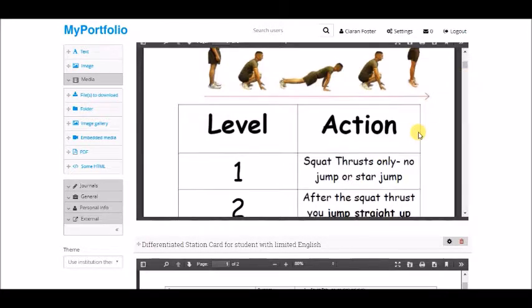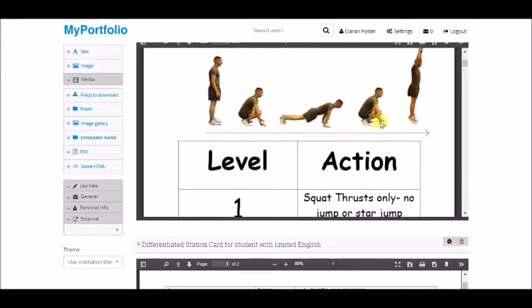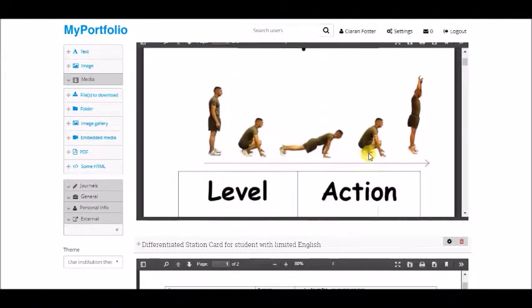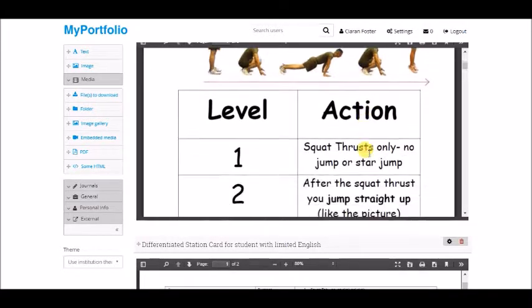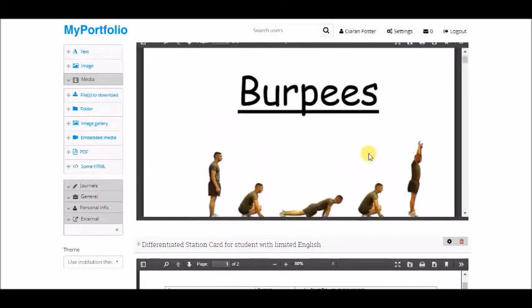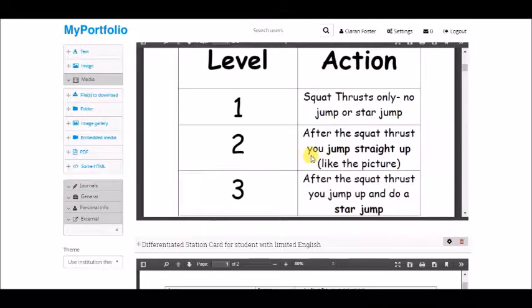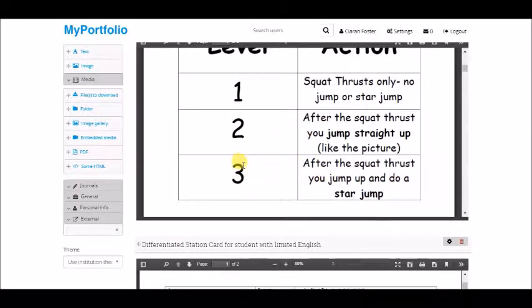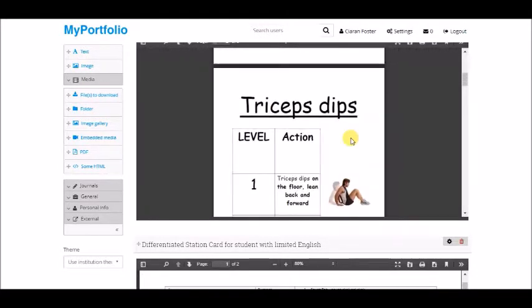So at this station card, there was an explanation, with a picture, of what we're looking to do at the station. So here was burpees and ways we can look to differentiate, challenging the student, or advising the student at what level they should be working up to make it harder. That was our burpees, for example.